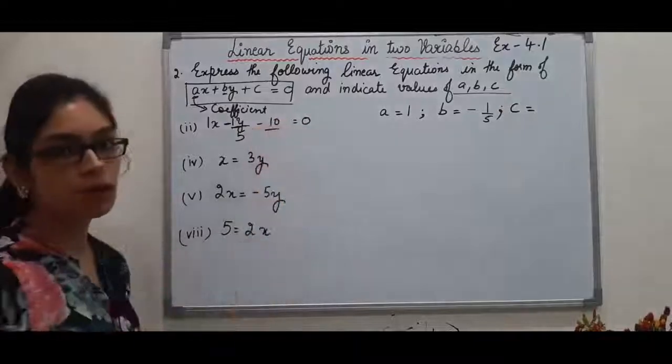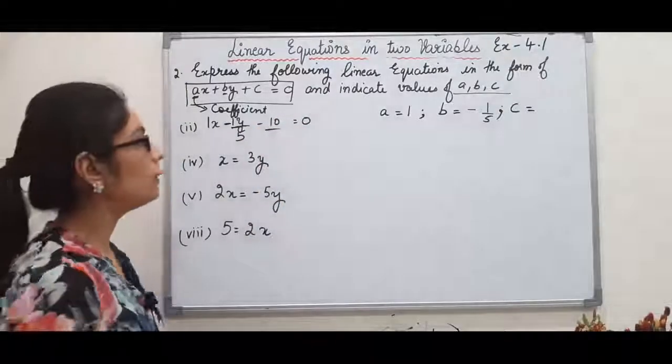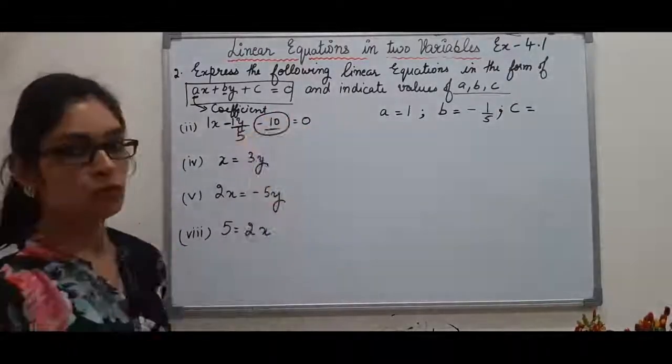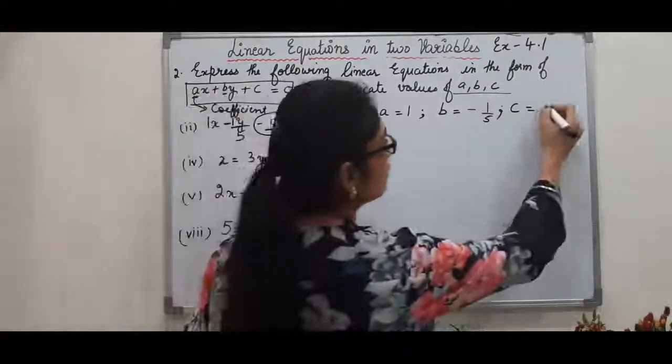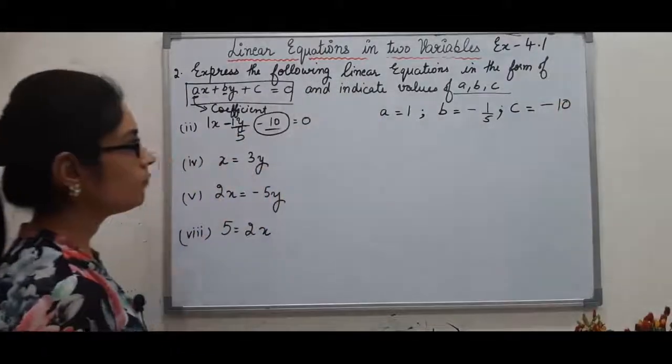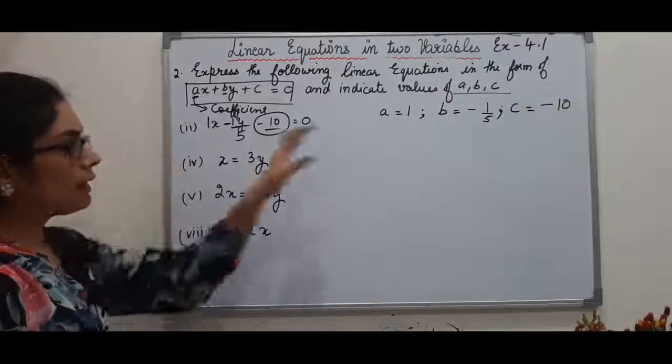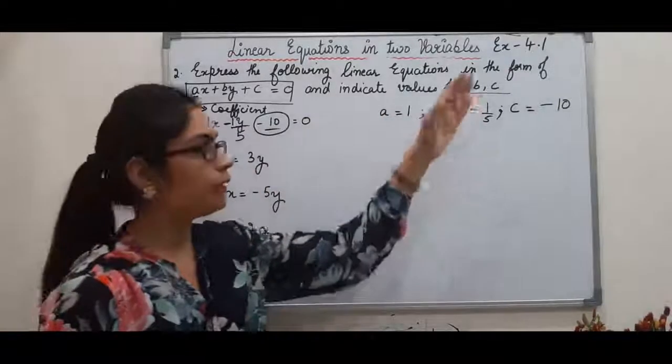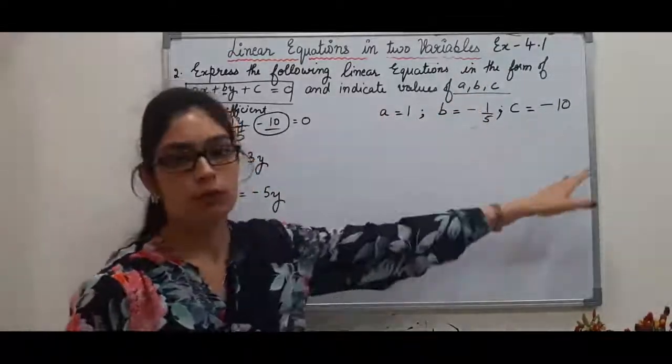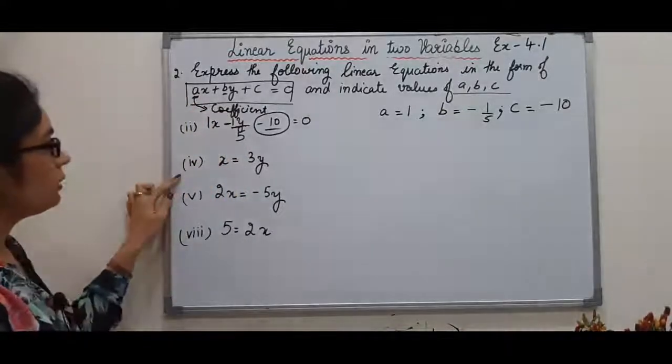C, the constant term with no variable, is minus 10. You should not ignore the sign also. So c is minus 10. So in the second part, a is equals to 1, b is equals to minus 1 by 5 and c is equals to minus 10. Now let's do this part.